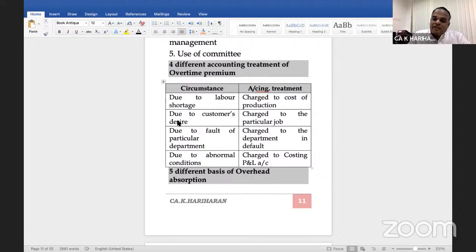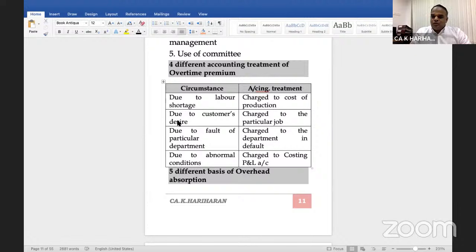So why 40? It is only 2 hours of overtime. 2 into 10 is equal to 20 only. Why 40? What would be the reason? Rightly said. In general, in India, in case of overtime, we pay double the normal rate of wages. That's the reason. With respect to overtime, the excess amount is called overtime premium.